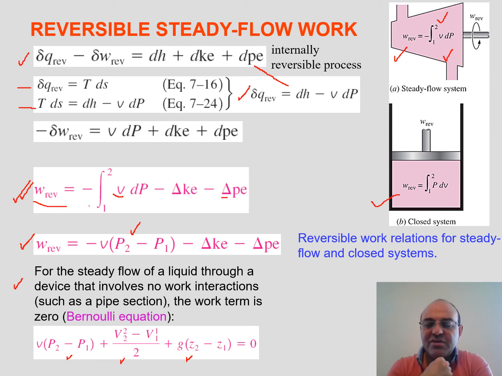So based on Bernoulli's equation, for a frictionless flow, frictionless means reversible in thermodynamics, then the sum of the changes in the pressure work, kinetic energy, and potential energy does not change from one section to the other.